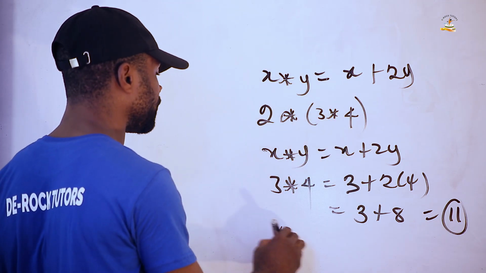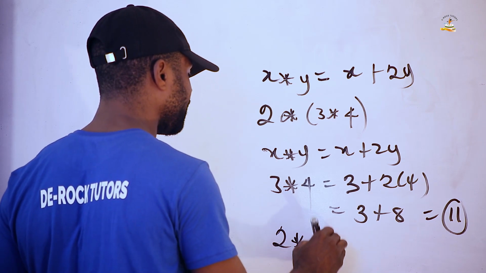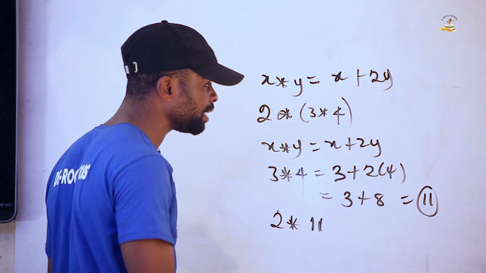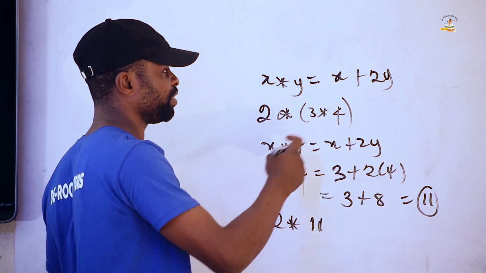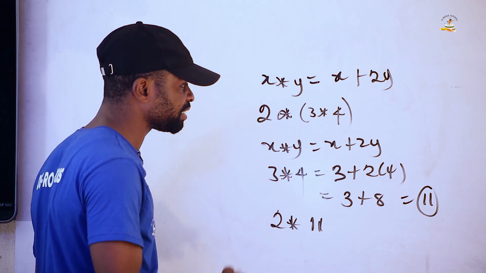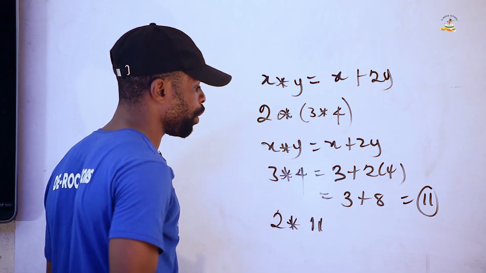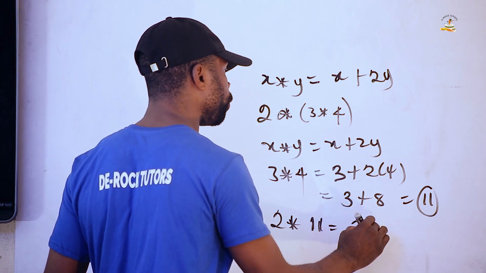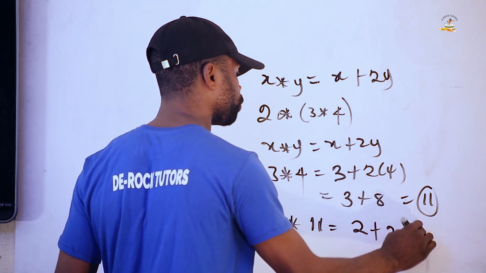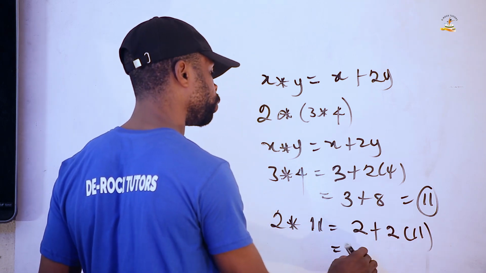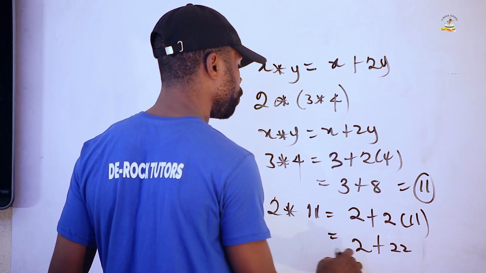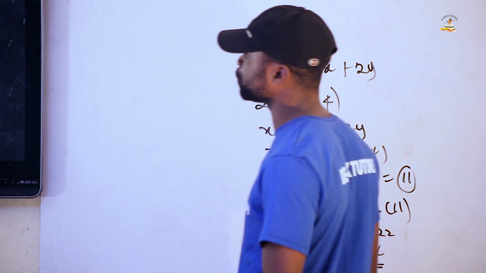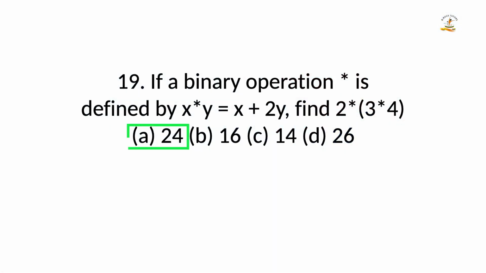So we proceed to obtaining the second one as 2 * 11. This one is reduced to this because we have substituted 11 for 3 * 4, since that is the result according to the operation. So this one will give us 2 plus 2 into 11, which is 2 plus 22, equal to 24. So if you look at the question here, the correct option is A, which is 24.